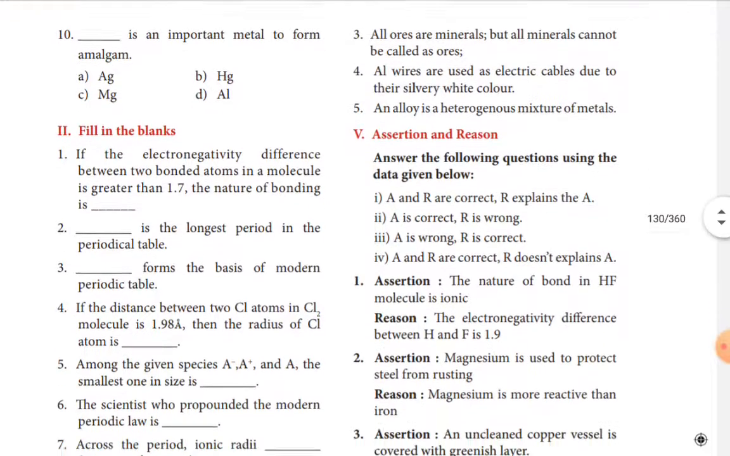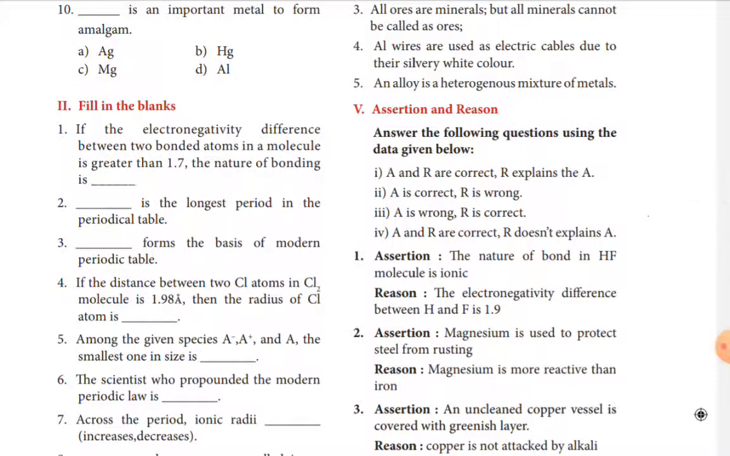Then assertion reason. First one, assertion: the nature of bond in hydrogen fluoride molecule is ionic. Reason: the electronegativity difference between hydrogen and fluorine is 1.9. So here the answer is A and R are correct, R explains A. The nature of bond in hydrogen fluoride is ionic and the difference is 1.9.